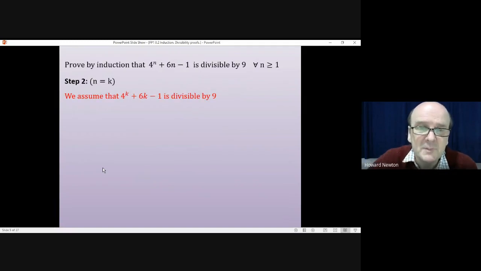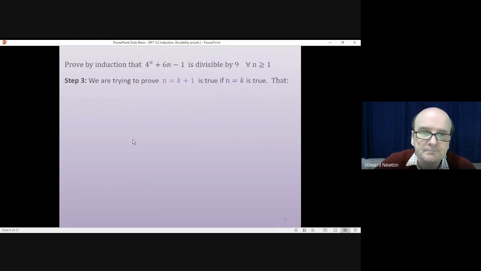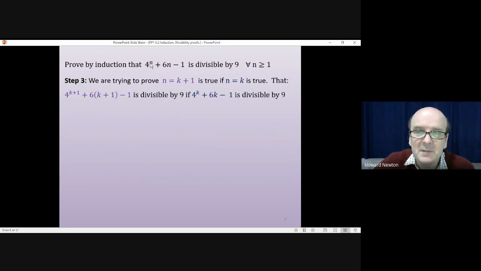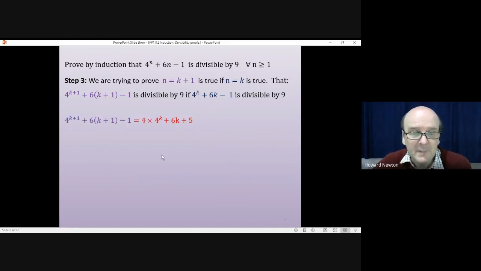Step 2 is assuming it's true for n equals k, which just means we put k into this expression for n, which is what we've done there. Step 3, we're trying to prove n equals k plus 1 is true if n equals k is true. Now, for this question, that means we put n equals k plus 1 into there. That's what we're trying to prove, that that is divisible by 9. If this is true, which is for step 2, putting n equals k into there. We begin nearly always with the n equals k plus 1 term. That is what it is.